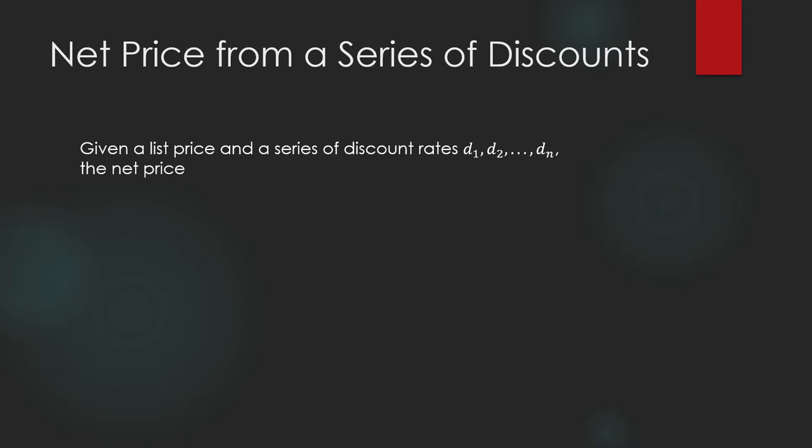Given a list price and a series of discounts or a series of discount rates, D sub 1, D sub 2, up to D sub n, this is how we compute for the net price. So it's going to be net price is equal to the list price times the product of the net price factors. Okay, so you can look at it as somewhat comparable to your net price factor.